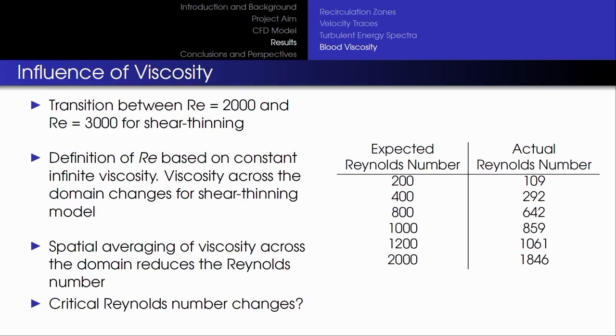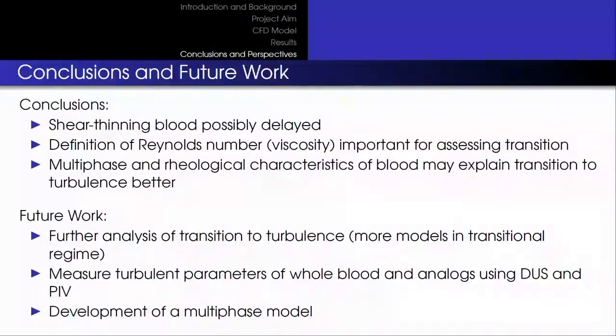So if we spatially average the viscosity across the domain, the Reynolds number actually changes, which reduces the Reynolds number. For instance, at an expected Reynolds number of 1,200, we're actually getting a Reynolds number of 1,000. So when more models are developed, it might actually show that there's no difference in transitional turbulence. There might be the same critical Reynolds number, which is an ongoing investigation.